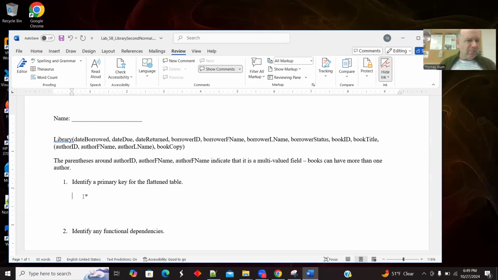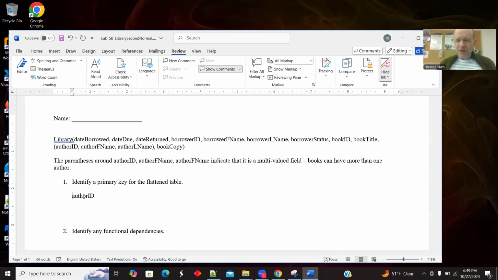This book that's being borrowed may have multiple authors. And so if I want each individual author spelled out in a flattened table, then I'm going to need author. So I know that's going to be part of it, author ID.